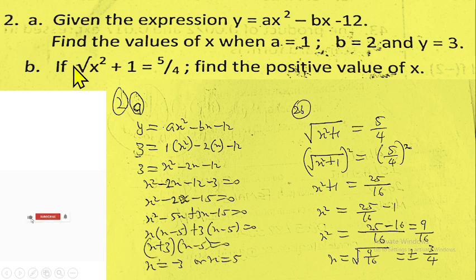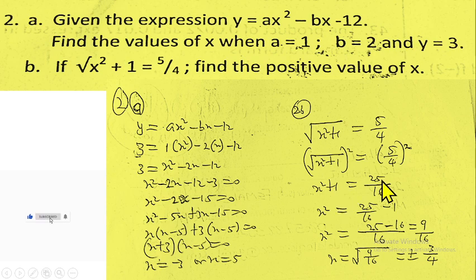For question number 2b, we have the square root of x squared plus 1 equals 5 over 4. We have to find the positive value of x. So if that should be the case now, what do we do? How do we get rid of this square root here? By finding the square of both sides. You can take the square of both sides. Then the square here will take care of the square root.